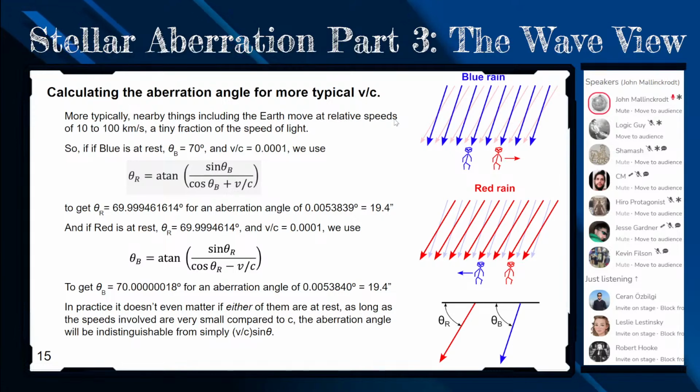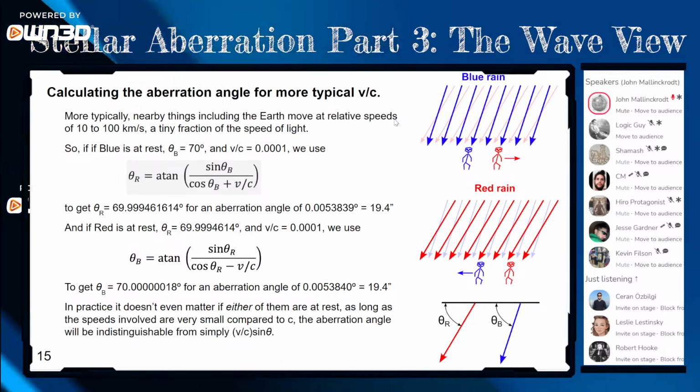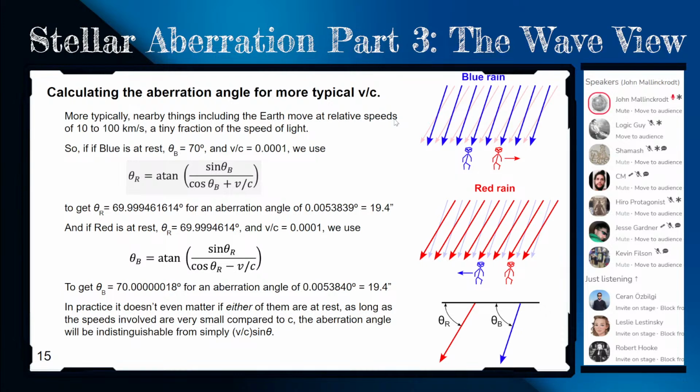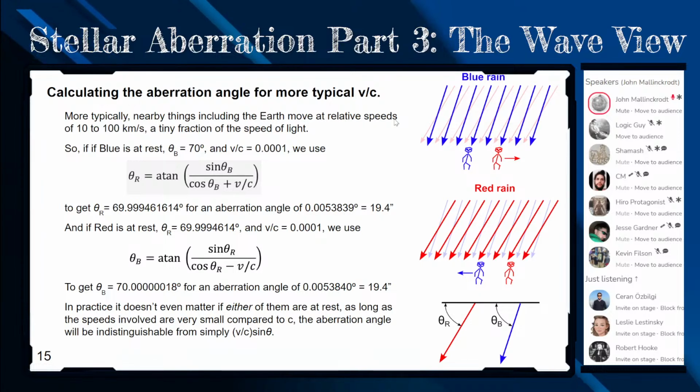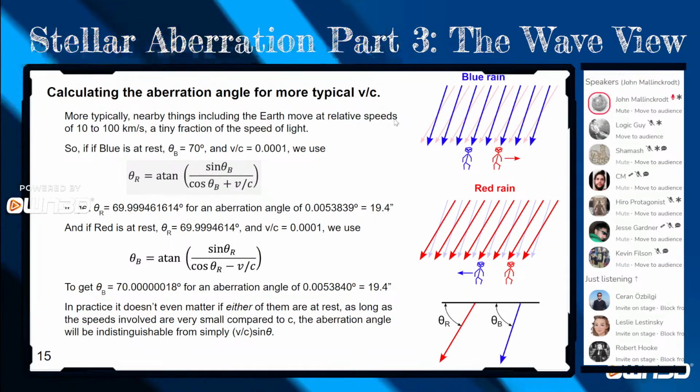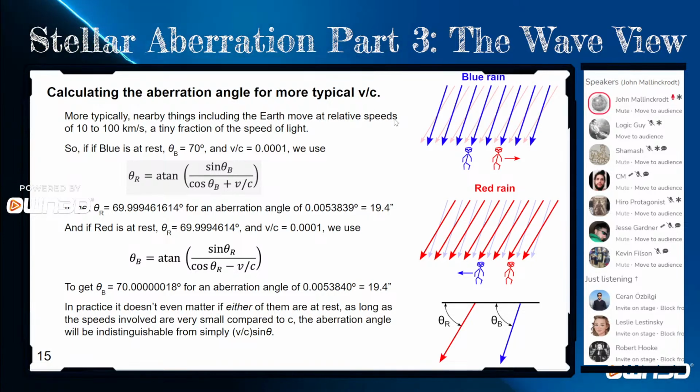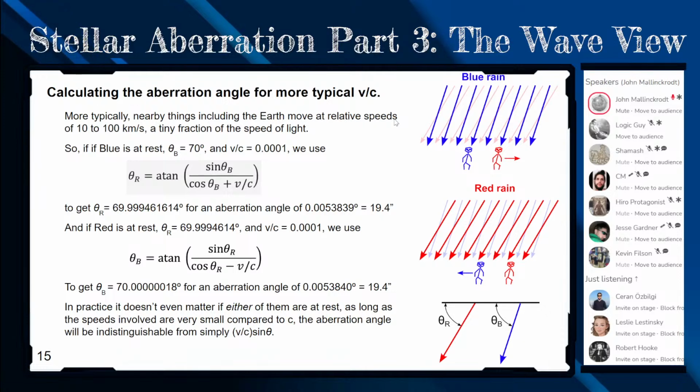And so I just end here with the fact that in practice, it doesn't even matter if either of them are at rest. The only thing that matters is that the speeds that we're talking about are small compared to c. I'm going to get an aberration angle of 19.4 arc seconds in this case, regardless of what the actual velocity of the ether is, as long as it's not a significant fraction of the speed of light. It doesn't matter. I can't detect the motion of the ether this way. All I can do is get the aberration angle that depends only on the relative velocities between the two objects.